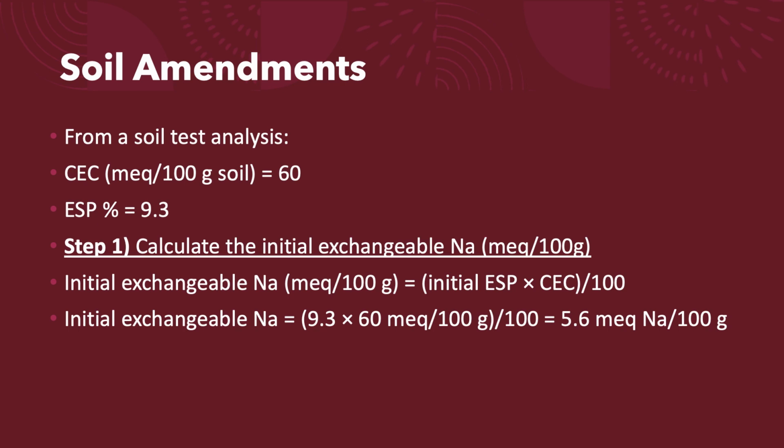Step 1 is on page 7 of the guide. Again, you need that CEC and that exchangeable sodium percentage. This is our initial exchangeable sodium. So we take that exchangeable sodium percentage, and this is converting that percentage, changing the units so that we know how much is in 100 grams of soil. So we would multiply that exchangeable sodium percentage by the cation exchange capacity, and then divide that by 100. And that's going to give us this value of 5.6.